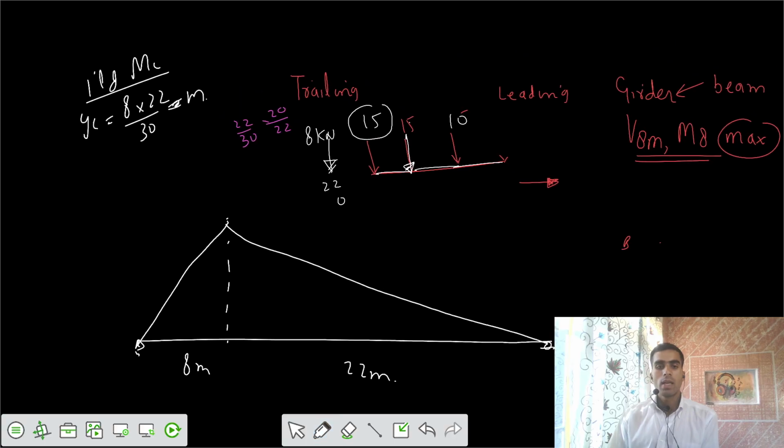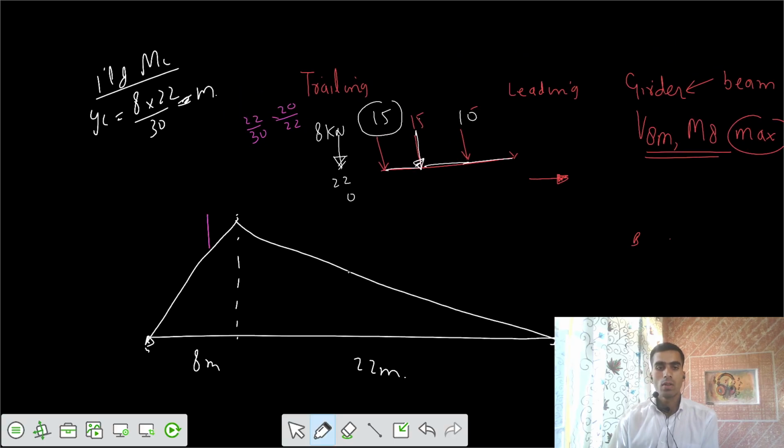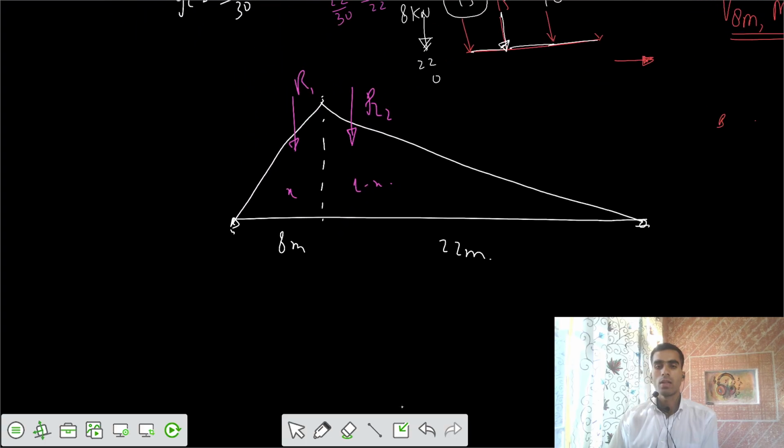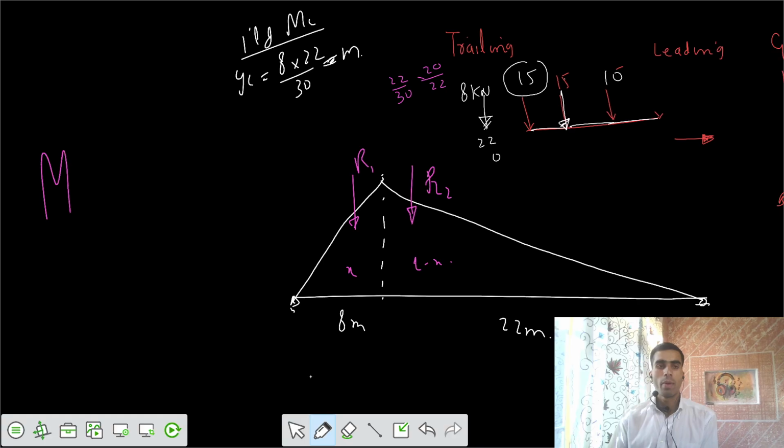Now I would say there we have some resultant of loads on this side R1, and from this side resultant R2. Then we say R1 by X equals R2 by L minus X. Then we see the condition for that. But how do we actually solve this problem? How do we solve for the moment at C to be maximum?